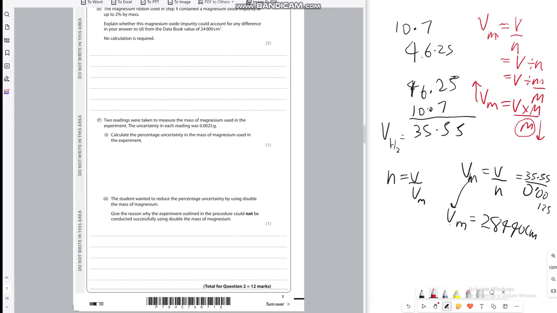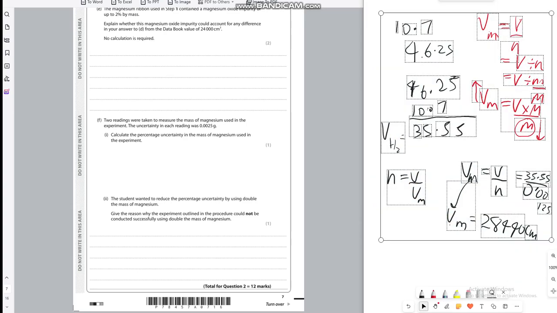Two readings were taken to measure the mass of magnesium used in the experiment. The uncertainty in the reading was 0.0025. They are asking to calculate the percentage uncertainty in the mass of magnesium used. In this question they didn't say the reading is 0.0025, they said the uncertainty is this, because if it was a reading we would have to divide it by 2, but because it's the uncertainty we don't have to divide by 2. That's the first thing you have to understand.